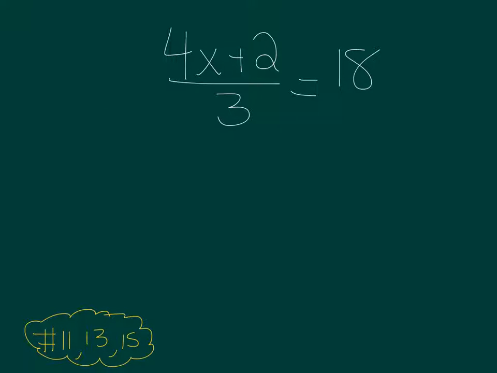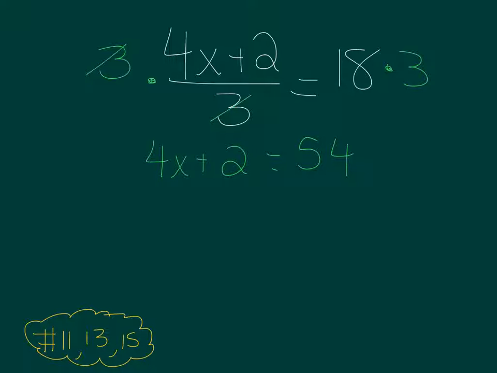Okay, we have seen a problem like this or two. Some of you the other day did a problem very similar to this, I think on that basketball game. We have 4x plus 2 all over 3. Okay, so since this is divided by 3, I need to get rid of this 3 first, and the inverse operation to division is multiplication. So I'm going to multiply this side by 3 and this side by 3. These 3 cancel, and I'm left with that numerator, 4x plus 2. Then 18 times 3 is, use your calculator if you need to, 54.